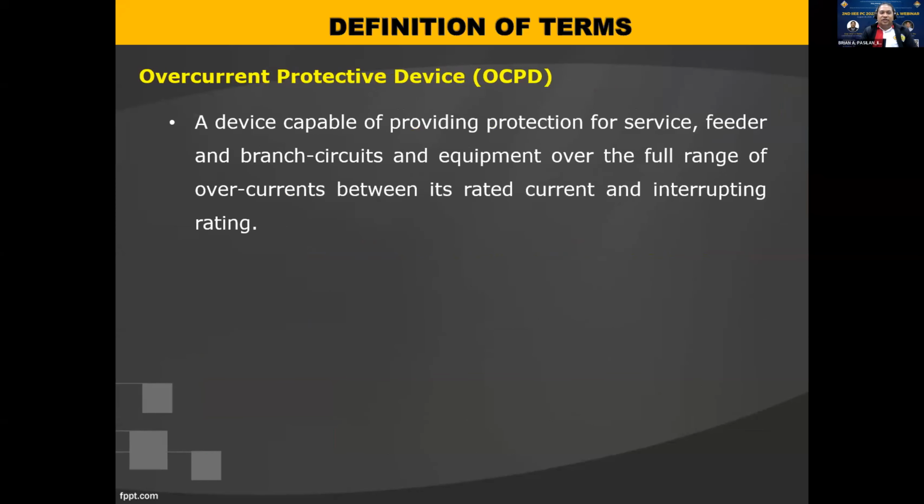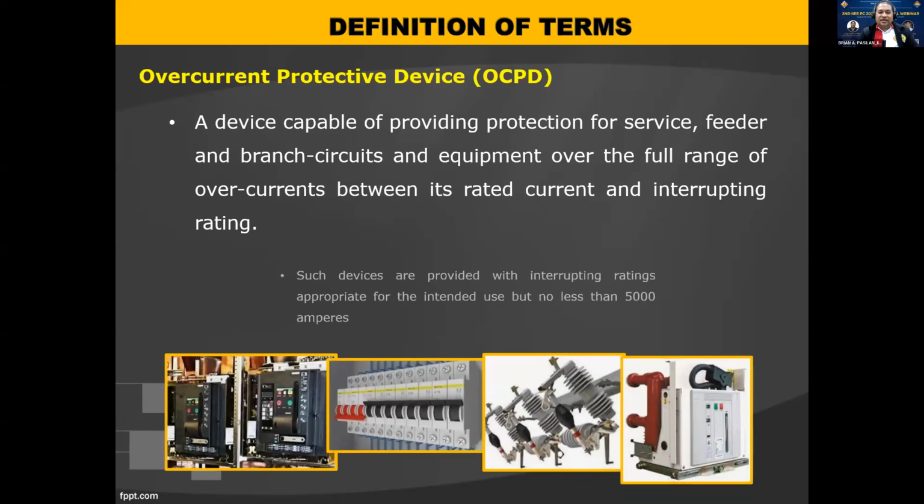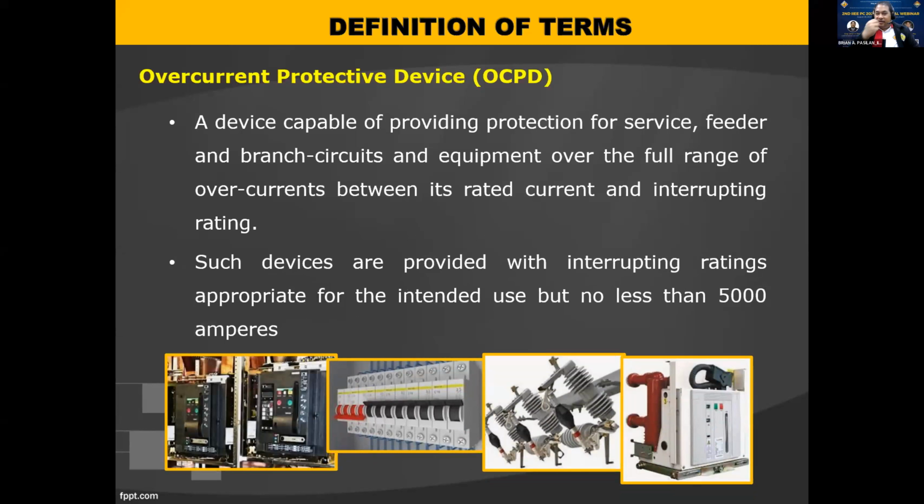So, another term is the overcurrent protective device. Ito yung mga fuse and circuit breakers na nagbigay ng protection during overload and short circuits. Okay? So, usually, additional notes lang, yung mga circuit breakers natin, the minimum rating for the CAIC ratings for that is 5,000 amperes. Yung mga miniature circuit breakers natin, no? Industry standards, yung CAIC ratings niyan is not less than 5,000 amperes, no?